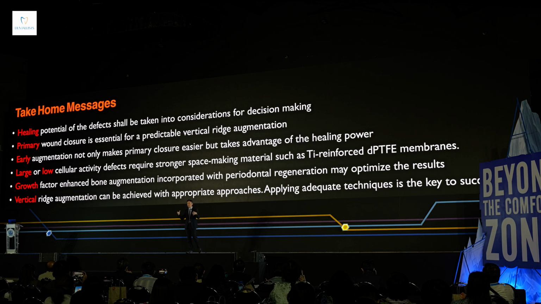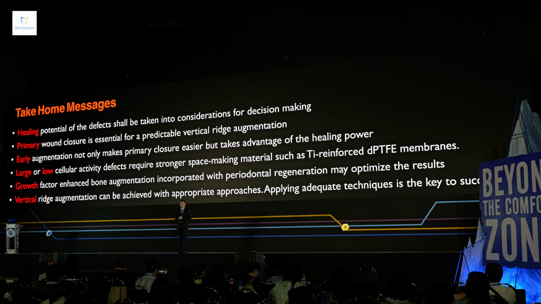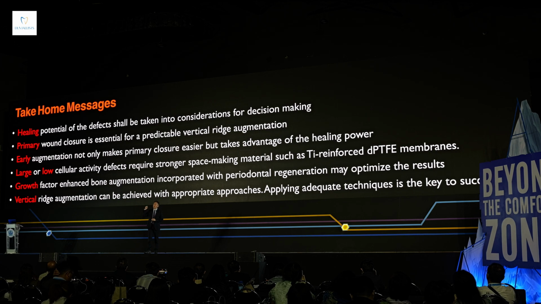And with large or low cellular activity sites, we do need a stronger space-making material, such as titanium-reinforced dPTFE membrane or titanium mesh. Then that can help us out, but it's more difficult, more technique sensitive. And growth factor maybe is something that we can use to help us with our procedure and make things easier and better for healing. I'm hoping that would be something we can use and get things done better and easier. And vertical ridge augmentation could be achieved, of course, with multiple approaches. And most important of all, it can be done predictably. Unlike long before, when I was a resident, vertical ridge augmentation was always unpredictable. But now we can say it's predictable, and we just need to choose the correct technique and pick the right time to do it.